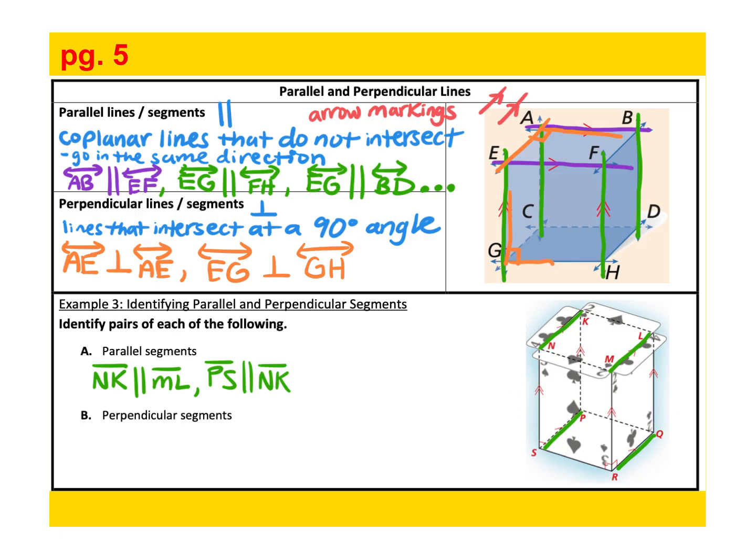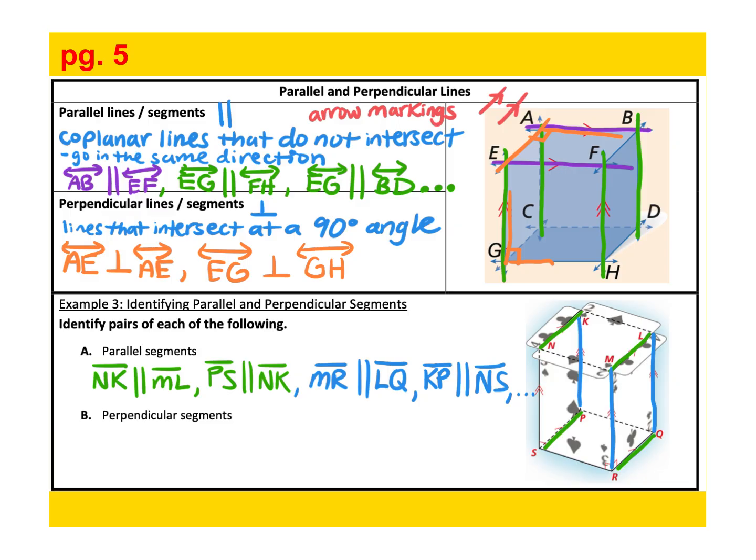Then there are also some parallel lines going in a different direction, the ones that go up and down. So we could do something like segment MR is parallel to segment LQ. Or I could go over here and say KP is parallel to NS. And there are many more examples too. You just need 2 lines that do not intersect.